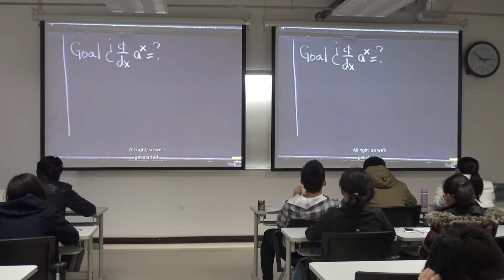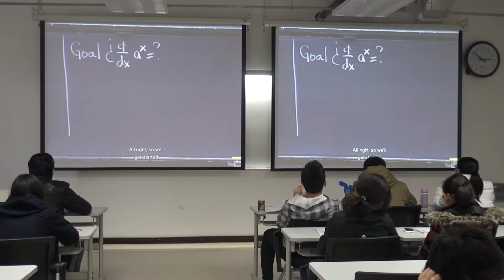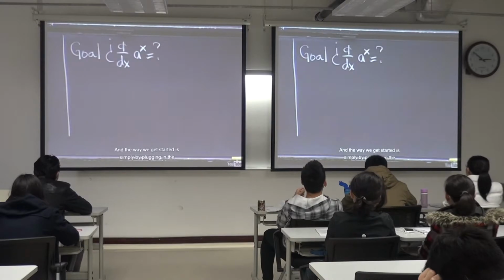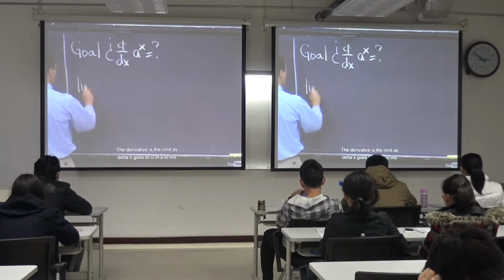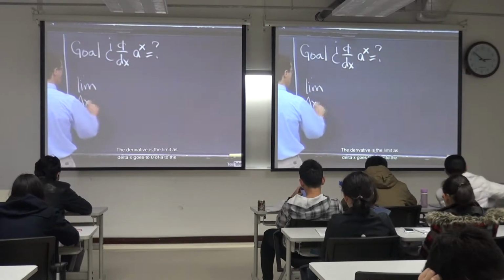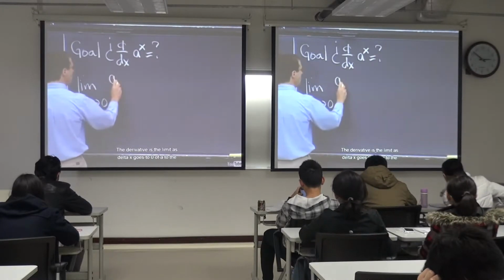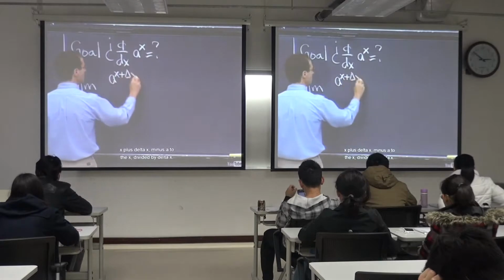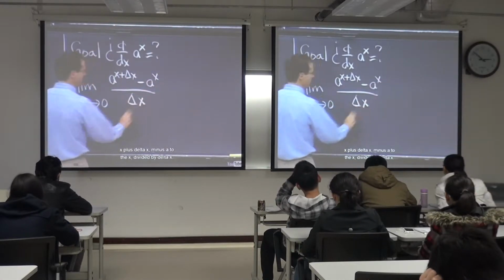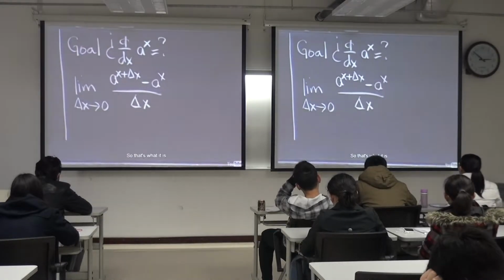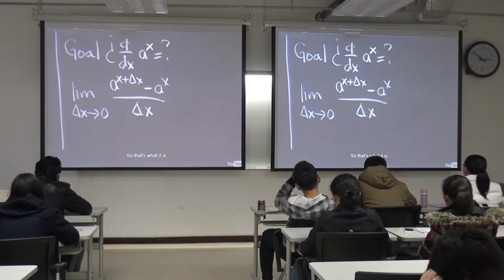All right. So we'll get started. And the way we get started is simply by plugging in the definition of the derivative. The derivative is the limit, as delta x goes to 0, of a to the x plus delta x minus a to the x divided by delta x. That's what it is.